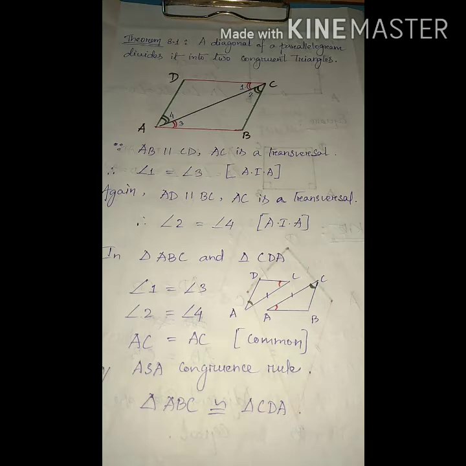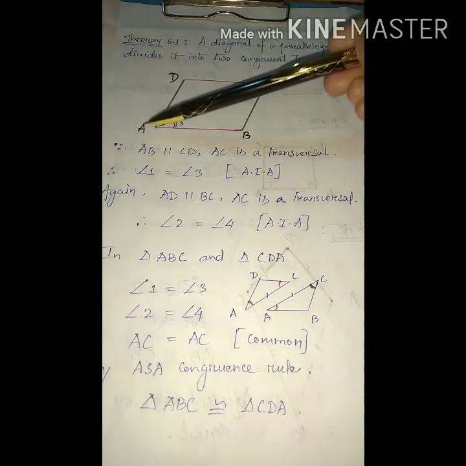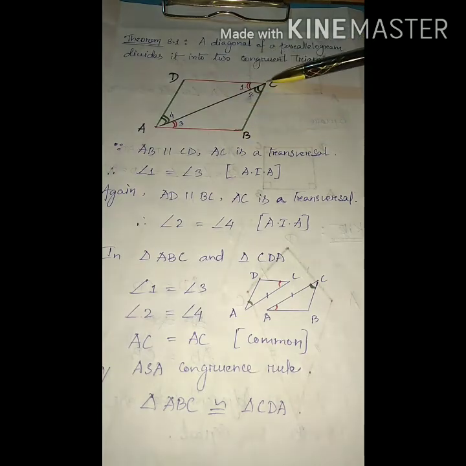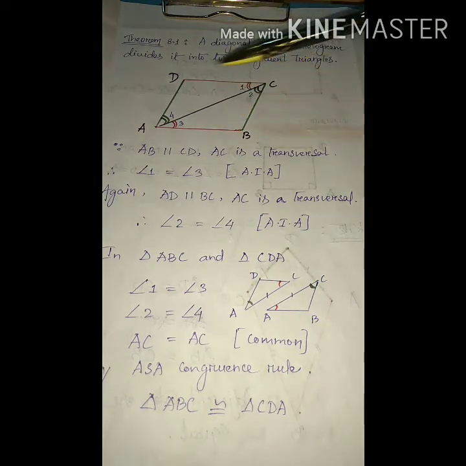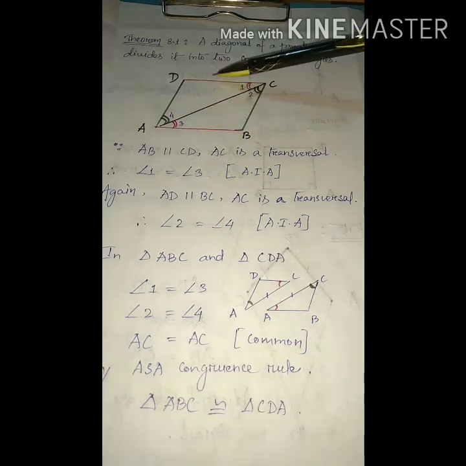Now let's see how we can prove this result. So we need to prove these two triangles congruent. First of all, according to our parallelogram property, AB is parallel to CD. Isn't it? So these two are parallel. You see, these two red lines are parallel. So if these two are parallel, then easily we can say AC is what? Transversal. Just forget the green lines for now. If you see these two red lines, AB is parallel to CD, so easily we can say AC is a transversal.